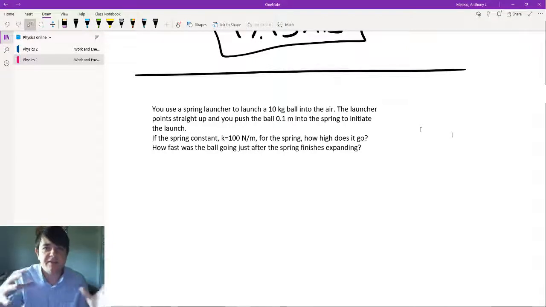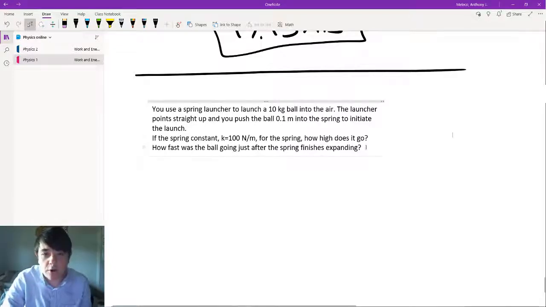Remember that the spring constant is the stiffness of the spring. So you can imagine if a spring is stiffer, it's tougher, that spring constant would be higher, and then the ball would be able to fly like really, really high, right? So we want to know if the spring constant is that, how high does it go? And we want to know how fast was the ball going just after the spring finishes expanding.